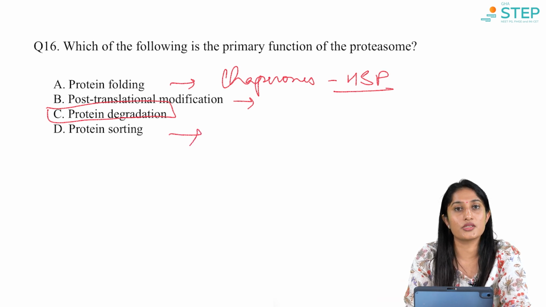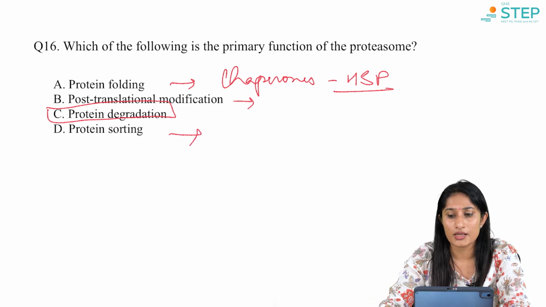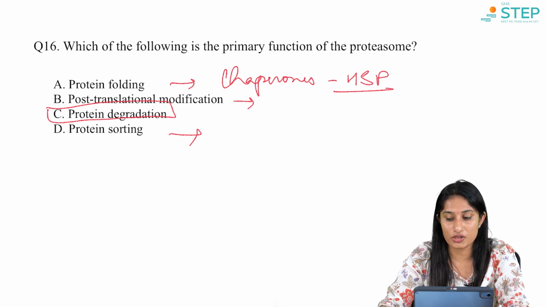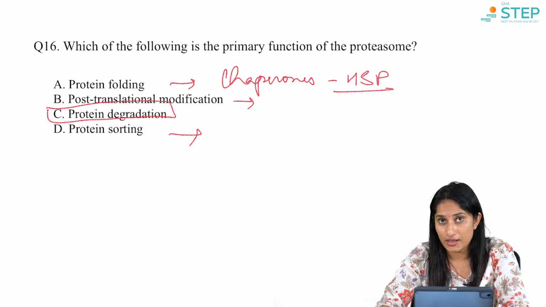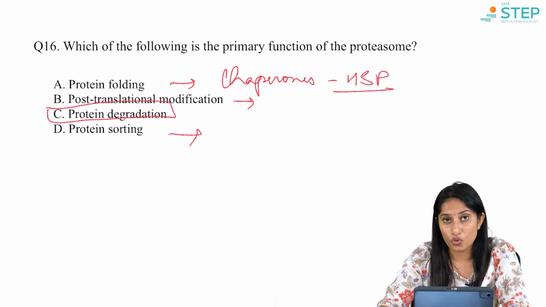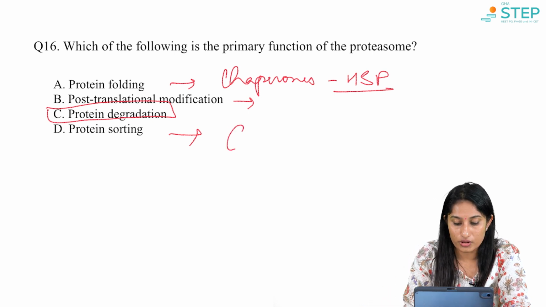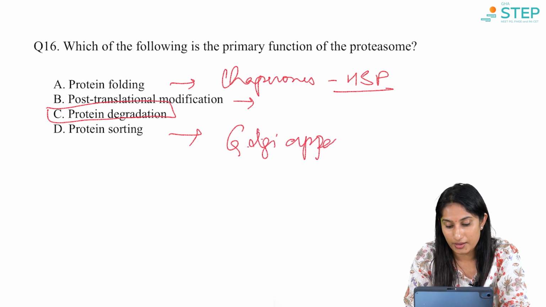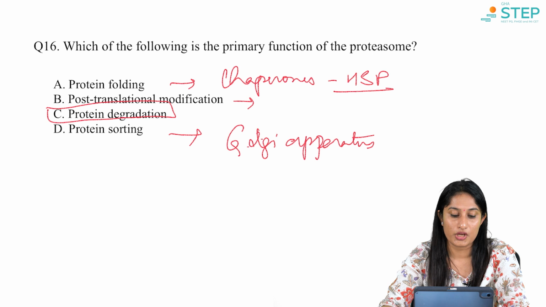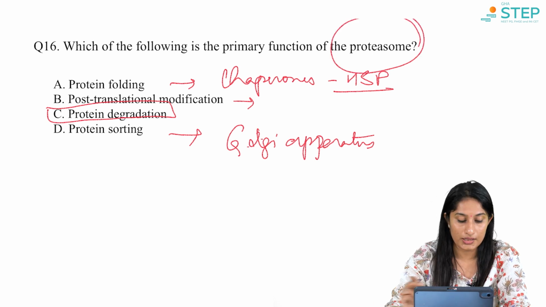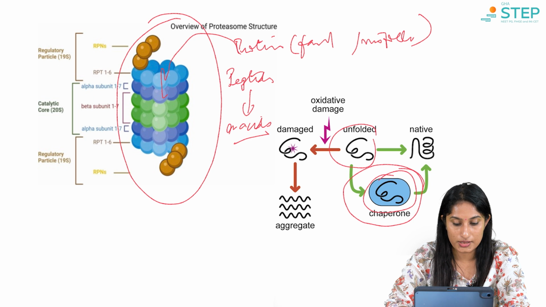What about protein sorting? Protein sorting is when the proteins are done with their post-translational modification, they need to be sorted, stored and sent to the different parts of the cell. So, protein sorting is done mainly by the organelle Golgi apparatus and not the proteasome. So, the proteasome's function is in protein degradation. Okay. So, this is the structure of the proteasome.